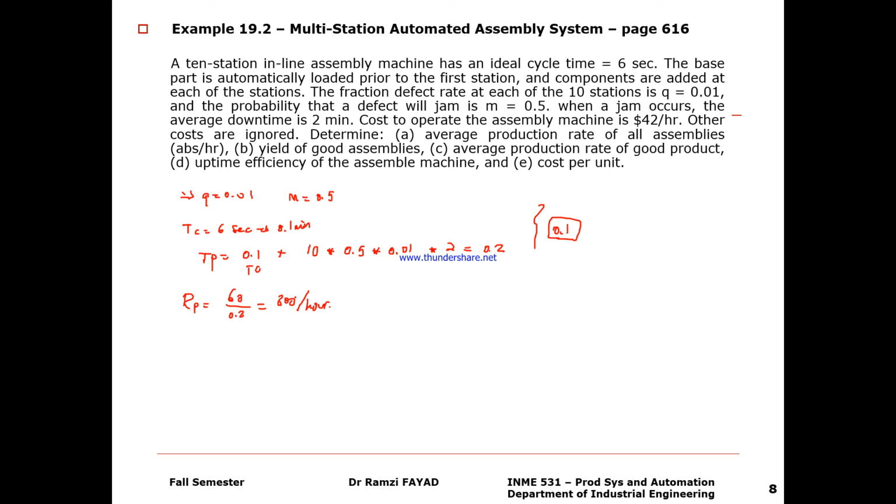So this is the first example. Since a defect can jam the system, we need to take into consideration additional time on top of the cycle time, and this must be factored into the production rate.